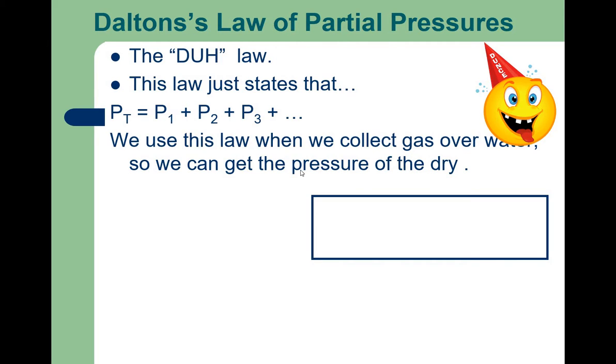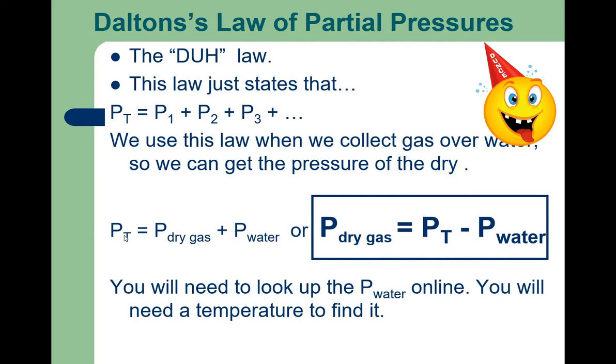Well, we use this law a little bit differently. We're going to use it in lab this way. We're trying to find the pressure of the dry gas. When we bubble gas through water, some of that water turns into water vapor. So we have to take the pressure of the water away from the total pressure in the room to be able to find the pressure of the dry gas to be able to do the calculations.